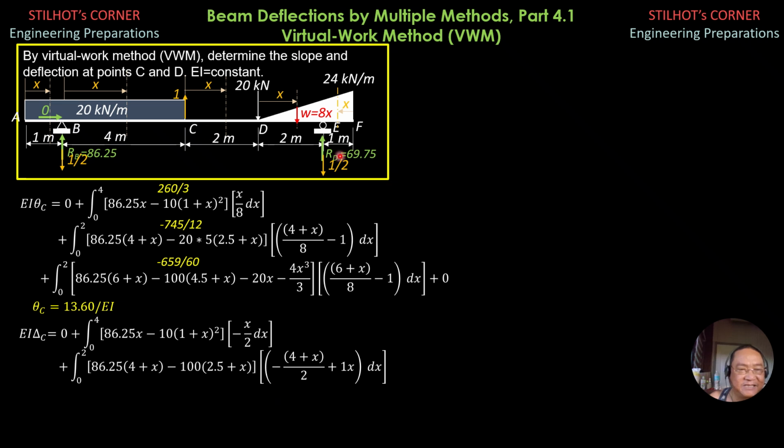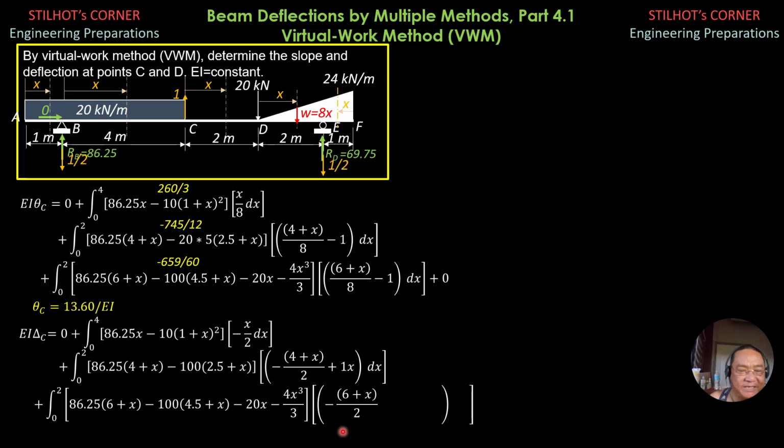Then next, in this section here, we have integral 0 to 2, copy this big M. Then this is for small m, negative 1/2 of 6 plus x, then plus 1 times 2 plus x. So copy, then revise the small m, which is negative quantity 6 plus x over 2, then plus 1 times 2 plus x. Then integrating, this is equal to negative 1040 over 3.